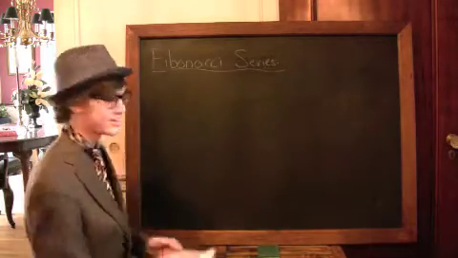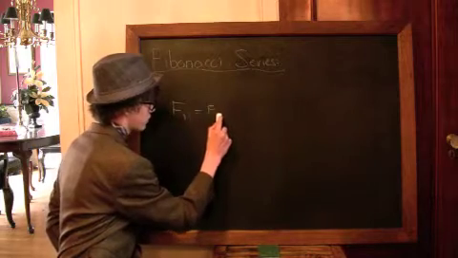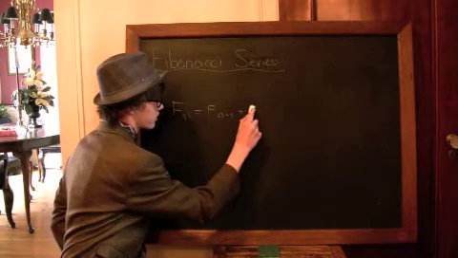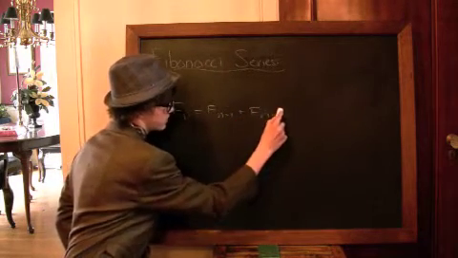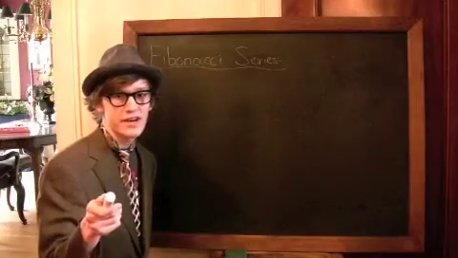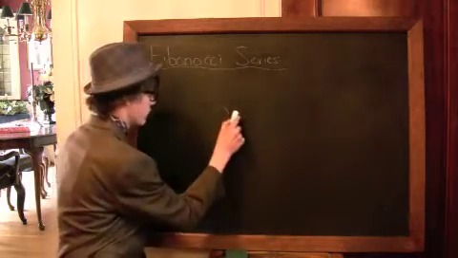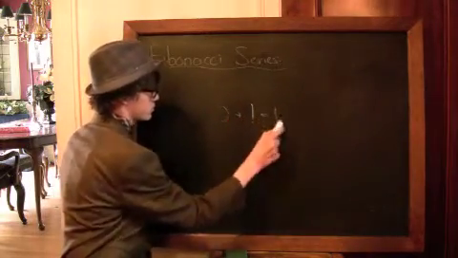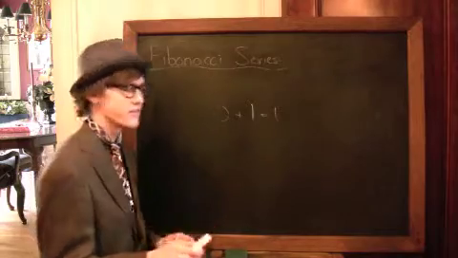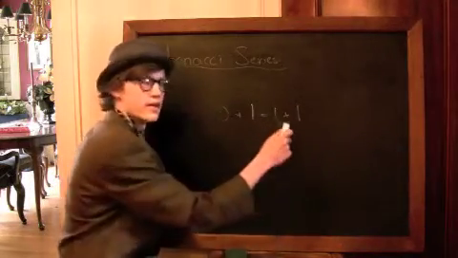Here it is. It's f of n is equal to f sub n minus 1 plus f sub n minus 2. Confused? Probably. Let me spell it out for you. So let's start out simple. 0 plus 1 equals 1. Easy enough. Let's add that 1 with the previous one.